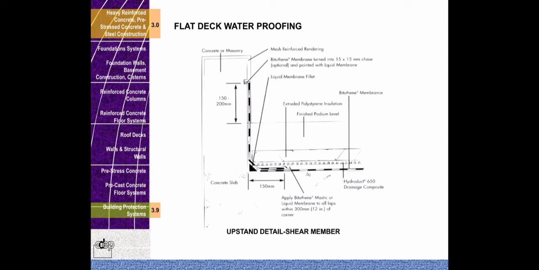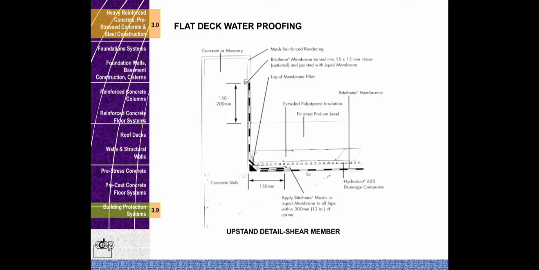Flat deck waterproofing on concrete or masonry slab, upstand detail shear member, mesh reinforced rendering, bituthene membrane turned into 15 by 15 mm trays, which is optional, and painted with liquid membrane fillet, extruded polystyrene insulation finished podium level, bituthene membrane. Apply bituthene mastic or liquid membrane to all laps within 300 mm or 12 inches of corner.